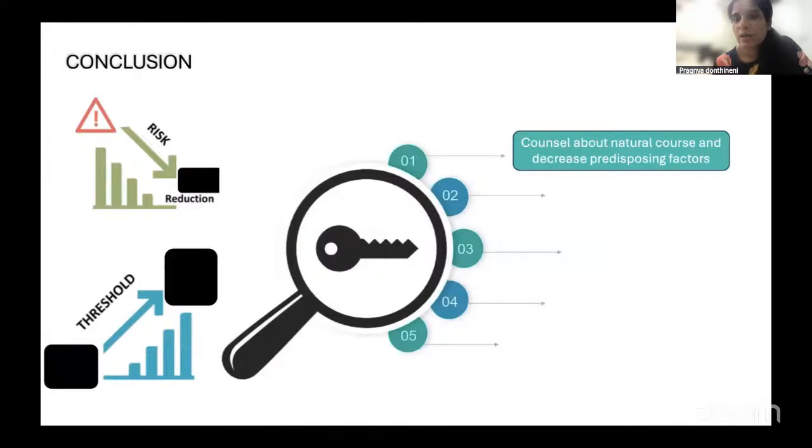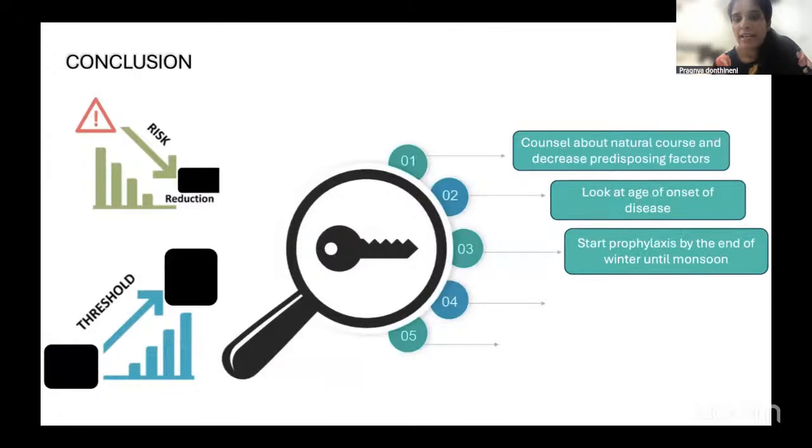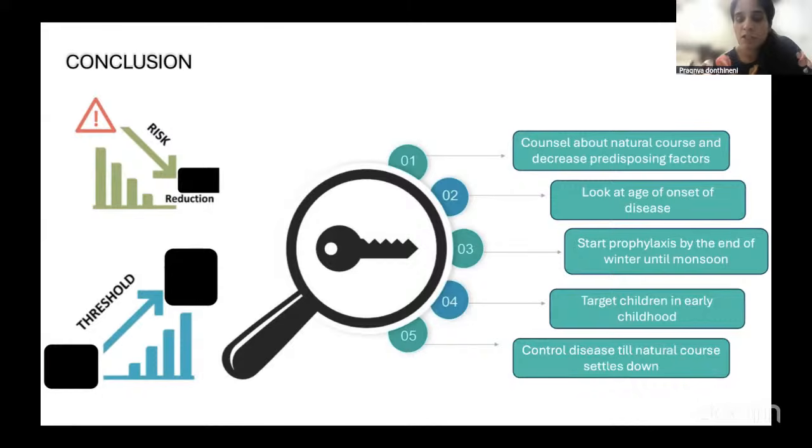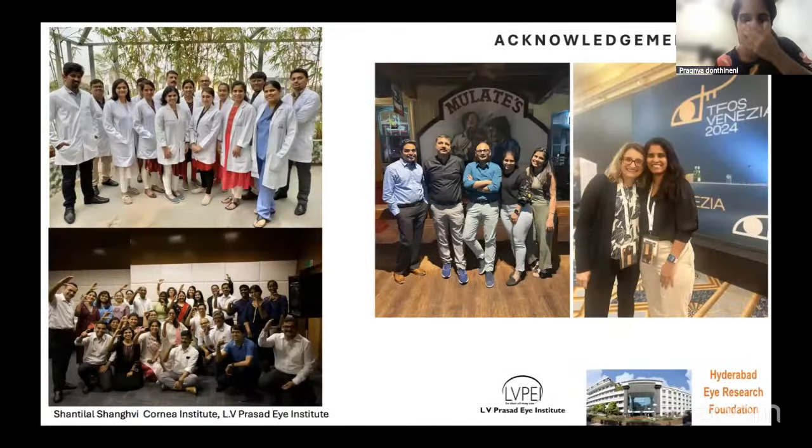So we need to counsel about the natural course, look at the age of onset and prognosticate, start prophylaxis at the ideal time, treat children who have severe disease much more aggressively, and then try to keep the disease under control till the disease settles down naturally. Thank you so much.